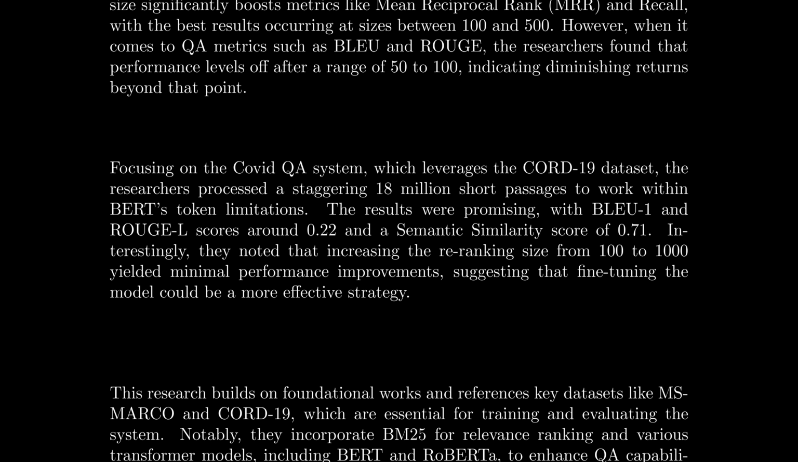Focusing on the COVID QA system, which leverages the COVID-19 dataset, the researchers processed a staggering 18 million short passages to work within BERT's token limitations. The results were promising, with BLEU1 and Rugel scores around 0.22 and a semantic similarity score of 0.71.